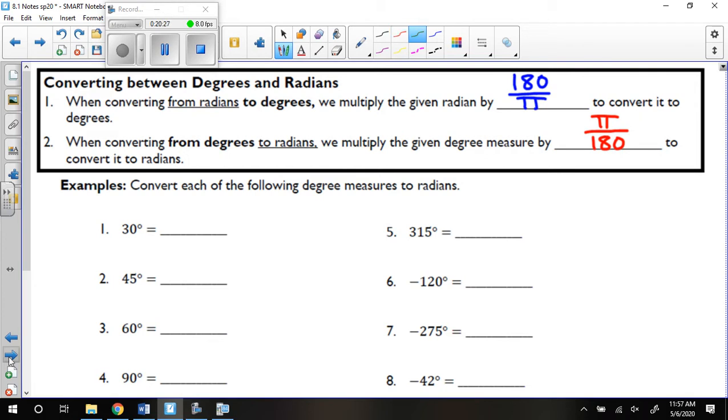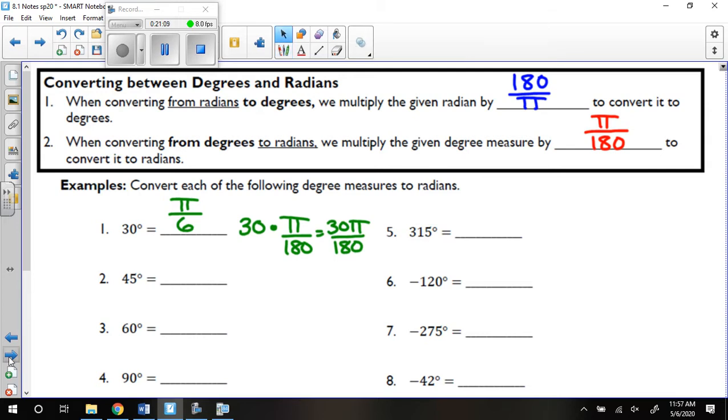Okay, so first set of examples, we've got degrees and we're changing to radians. So you do the degree amount multiplied by pi over 180. Because remember, if I'm going from degrees to radians, I'm trying to put pi into my answer, so it's on the top. We've got 30 pi over 180, and we're going to reduce 30 over 180, and that reduces to 1 over 6. So I can just say this is pi over 6, because I don't have to say 1 pi over 6.